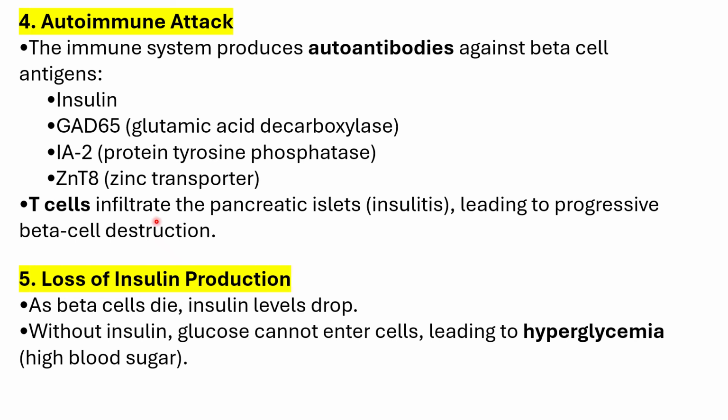T cells infiltrate the pancreatic islets, insulitis, leading to progressive beta cell destruction. So our own body's immunity is impacting our T cells, right? Impacting our beta cells. Loss of insulin production. As beta cells die, insulin levels drop, okay? So there's an absolute deficiency. Without insulin, glucose cannot enter cells, leading to hyperglycemia, high blood sugar. So insulin actually is very important for regulation.